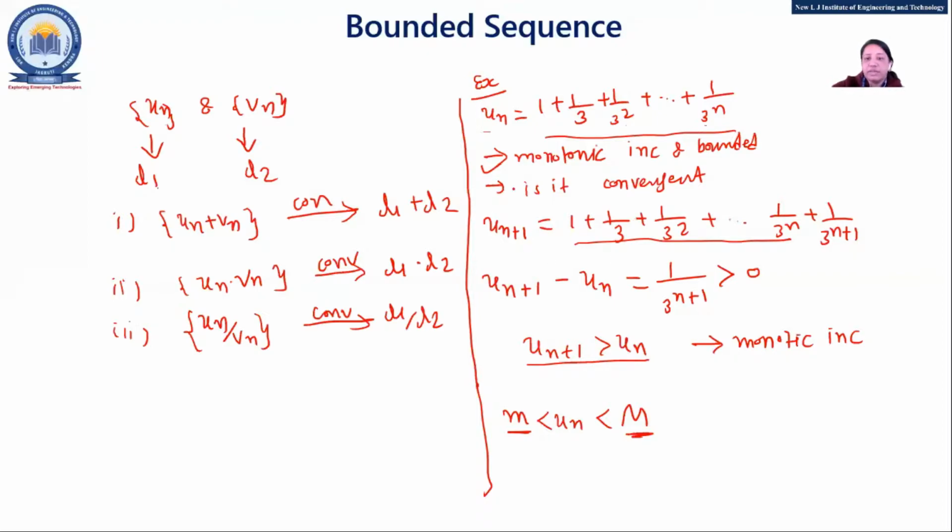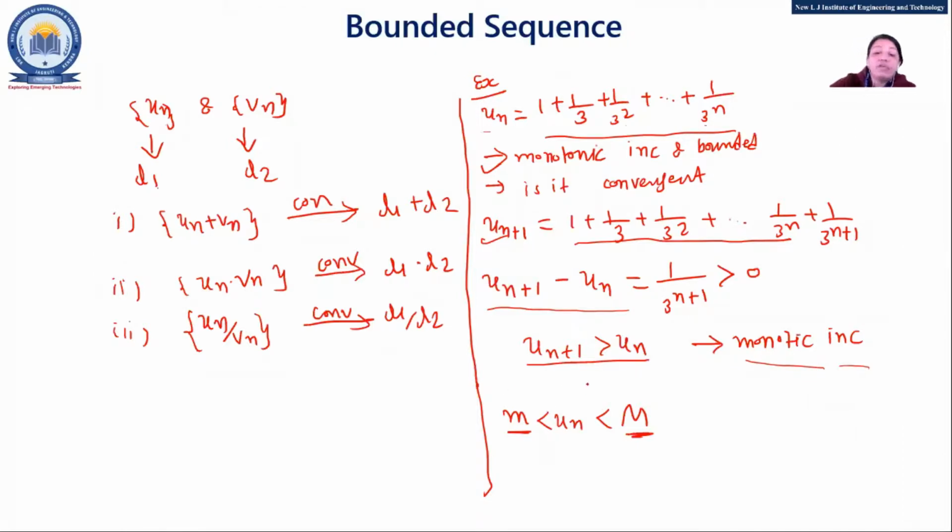So this is our un. First step is to find un plus 1. Then we do the subtraction, that is un plus 1 minus un, and we are getting this, which is greater than 0. So from that we can write un plus 1 greater than un. That means it is monotonic increasing: the next term is greater than the previous one.